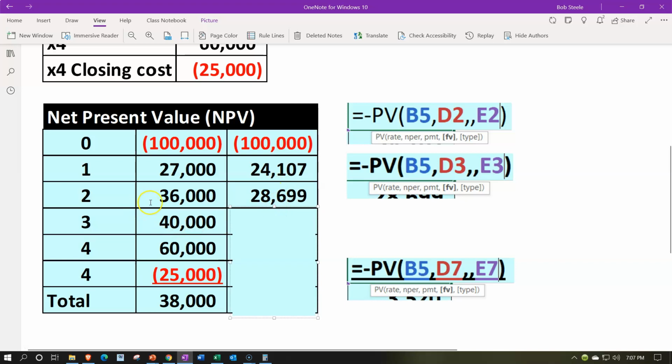If we do that for year 2, the 36,000 pulls back 2 years to 28,699. Year 3, the 40,000 pulls back to the 28,471. Year 4, the 60,000 is the 38,131. And then in year 4, again, note the same year needs to be processed here, making sure that we don't pull this out to year 5, because it said it was at the end of the year 4 that we pay this cost. Then we have the 25,000, same calculation, even though it's a negative number.